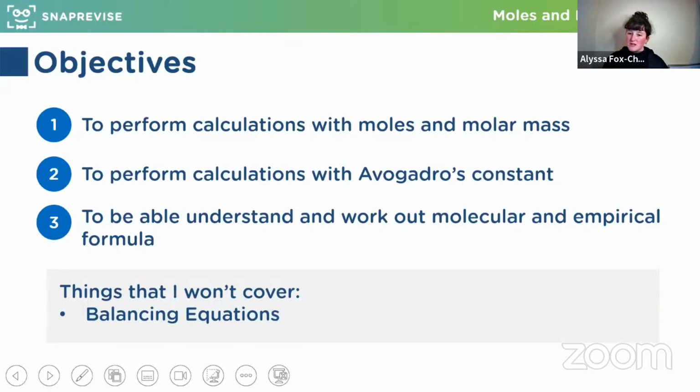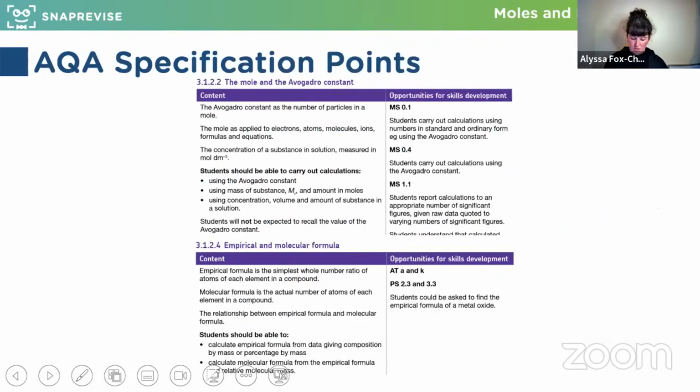So for this session, we are going to aim to perform calculations with moles and molar mass. We're going to look at performing calculations with Avogadro's constant, and we're going to look at understanding and working out molecular and empirical formulae. We're not going to look at balancing equations, because that's covered in a different web class. So that you have to do by yourselves if you're not confident.